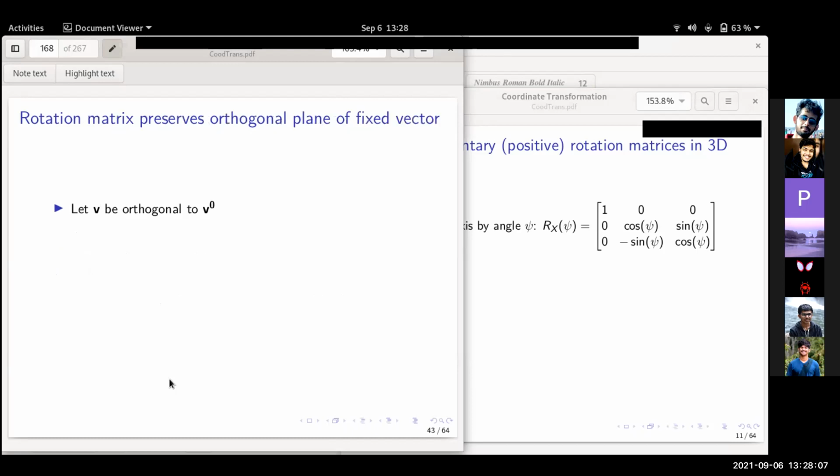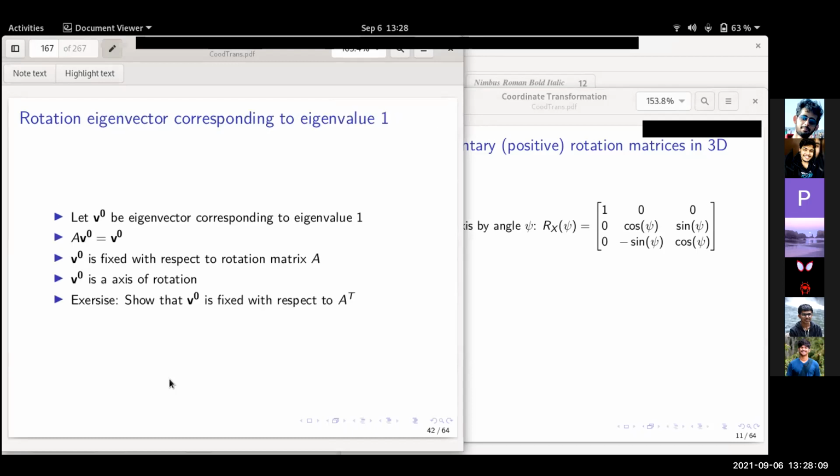Okay, so this is the key. Once that is accepted, somehow you can prove that even this axis of rotation is the same for A transpose. One way to imagine this is that A and A transpose are inverses of each other. Therefore, if V naught is not changed by A, how can the inverse of the matrix change this V naught? That is another way to look at it. But let us assume that you have somehow mathematically shown that A transpose V naught is also V naught. Can you make that assumption?